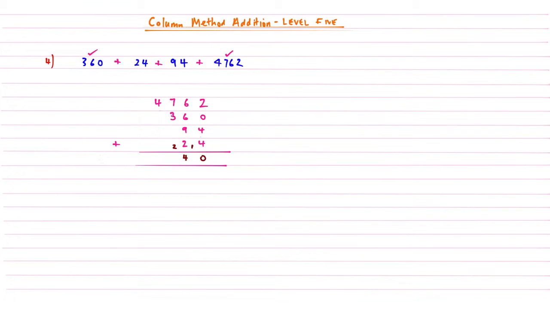7 add 3 is 10. Add your 2 gives me a 12. Carry the 1. Then write the 2 underneath that column. And then now we're dealing with the thousands column. So 4 add 1 gives me a 5.